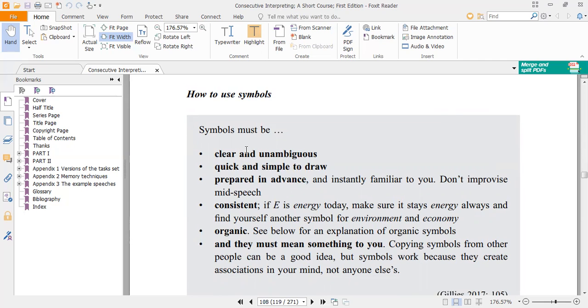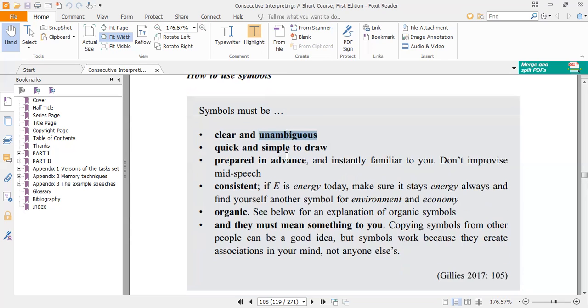The first one: the symbol should be unambiguous, clear enough. It refers to only one concept, not confusing, not referring to this concept or that concept. The symbol should refer only to one concept and should be unambiguous and clear enough. Also, the symbol should be quickly drawn. You can draw it quickly.